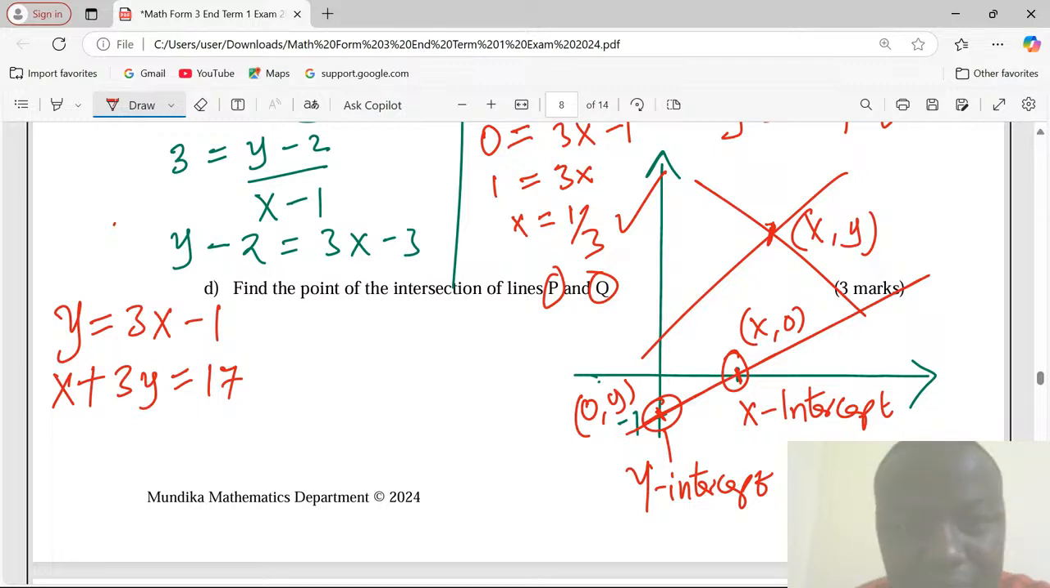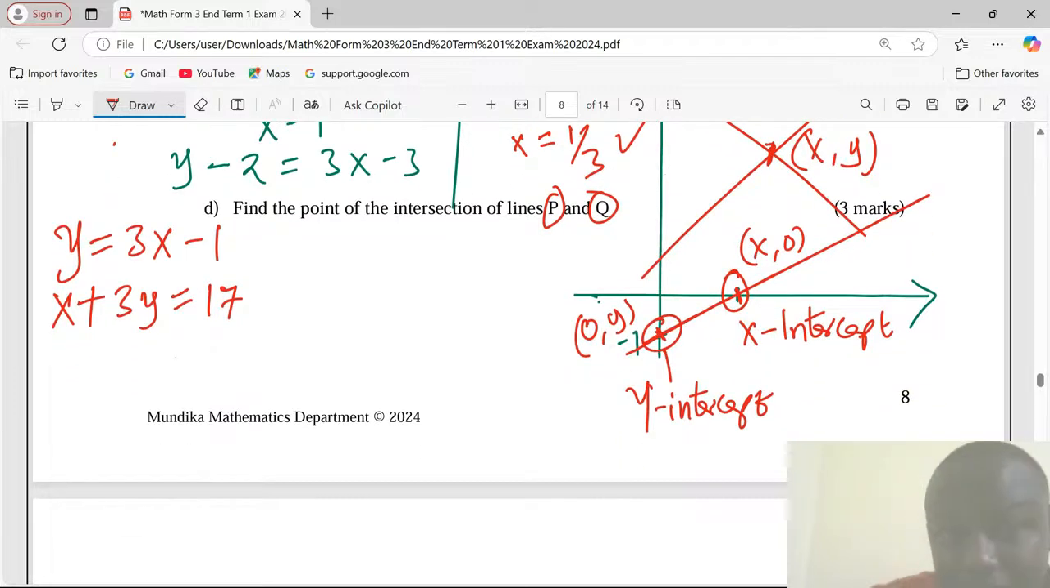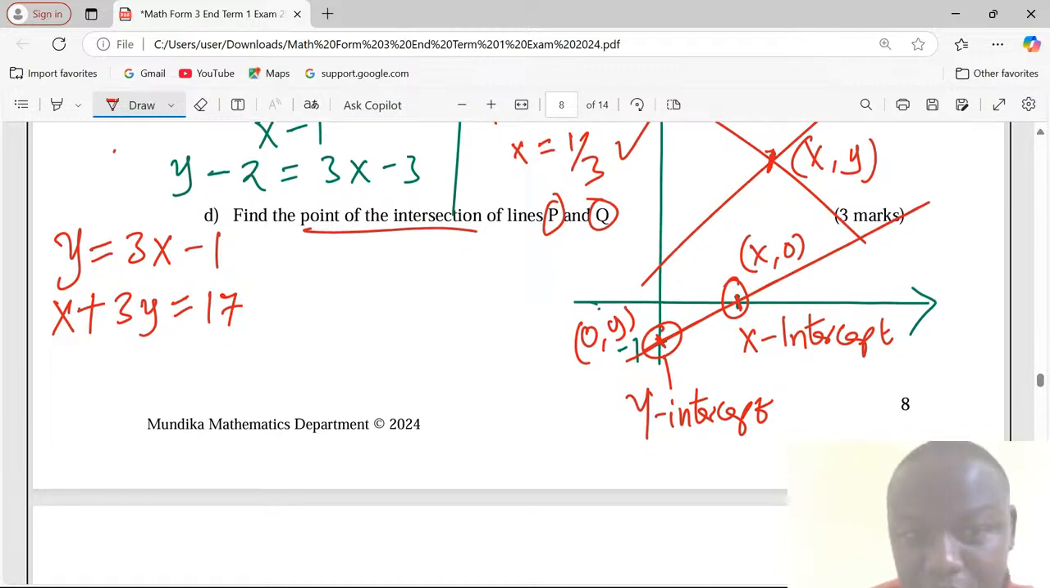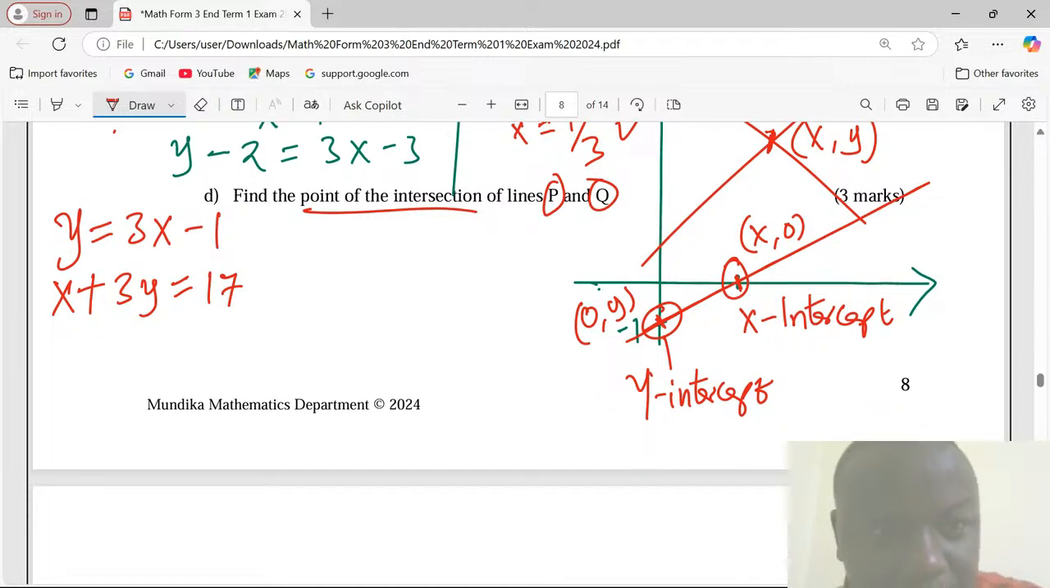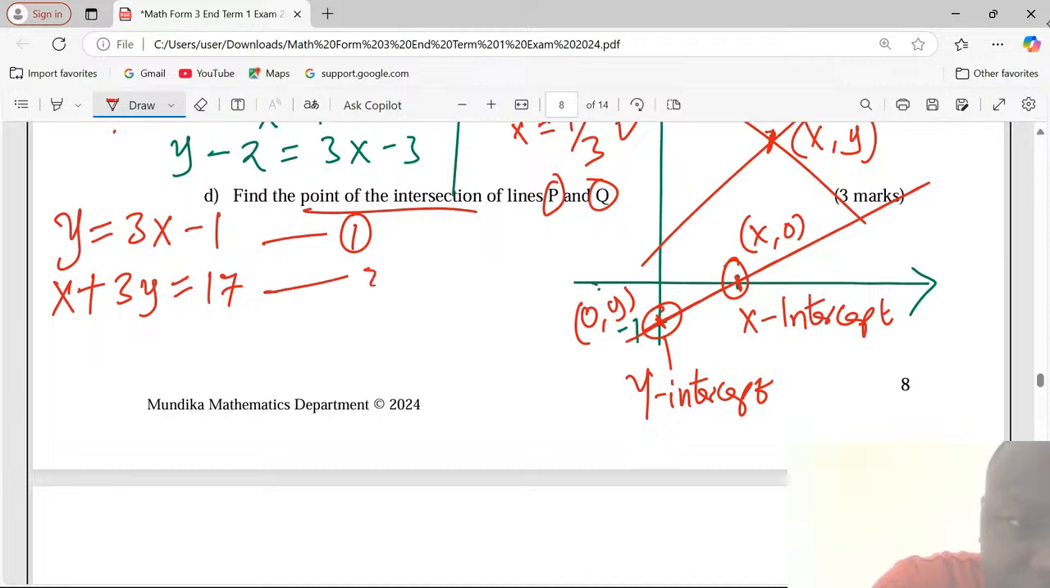So in this case, we can also calculate the point of intersection. The point of intersection can be calculated without necessarily plotting. So we need to solve the two equations simultaneously. And how do we solve the two equations simultaneously? We can use the substitution method. Because we have already expressed y in one of the equations, we substitute it in equation 2. So equation 1 is giving us y, we have equation 2 here.